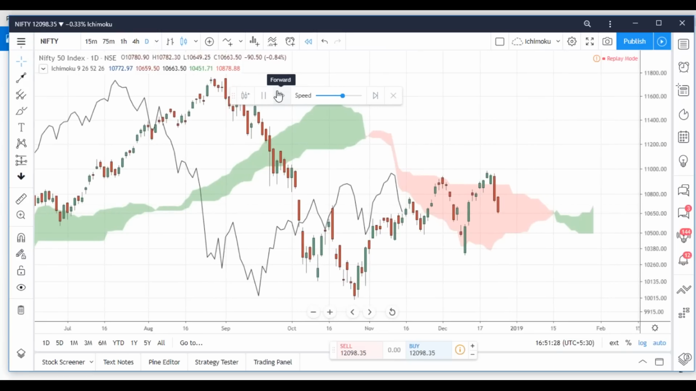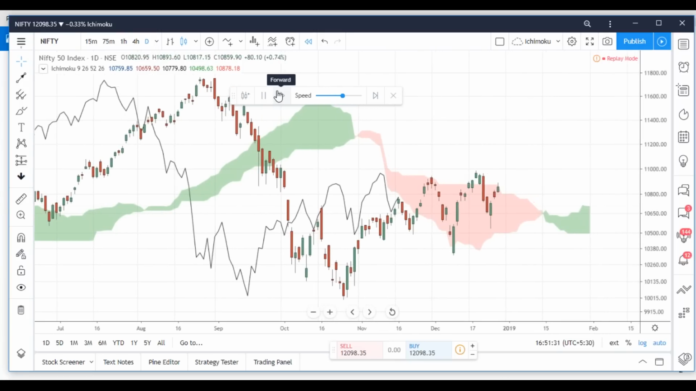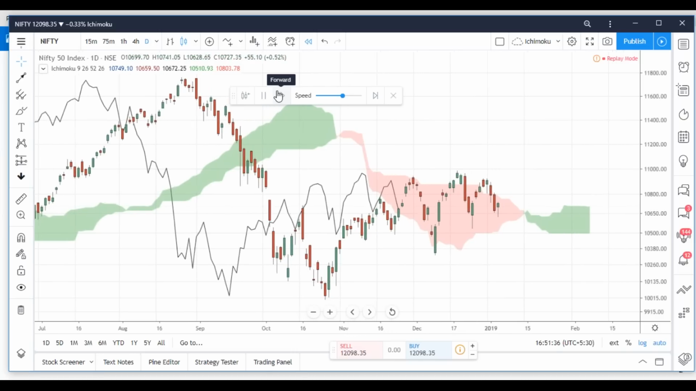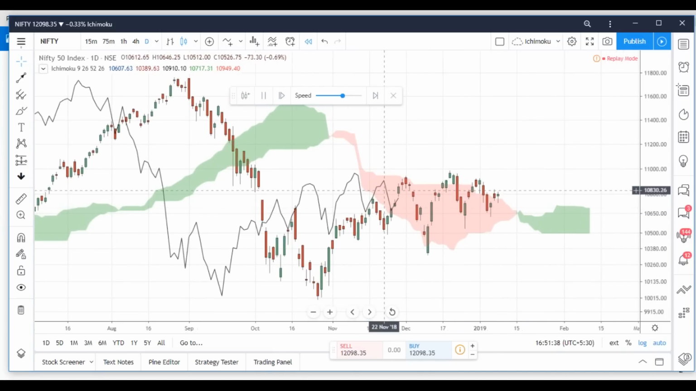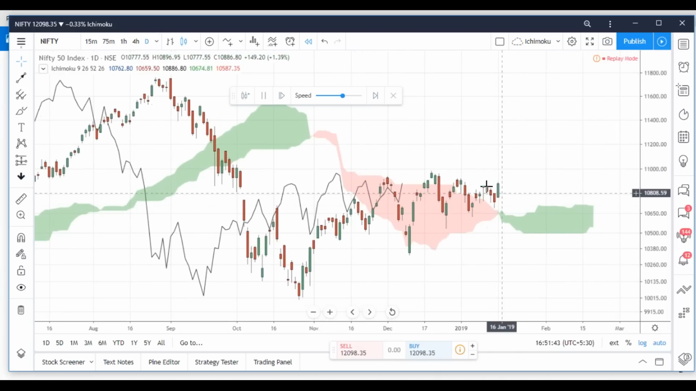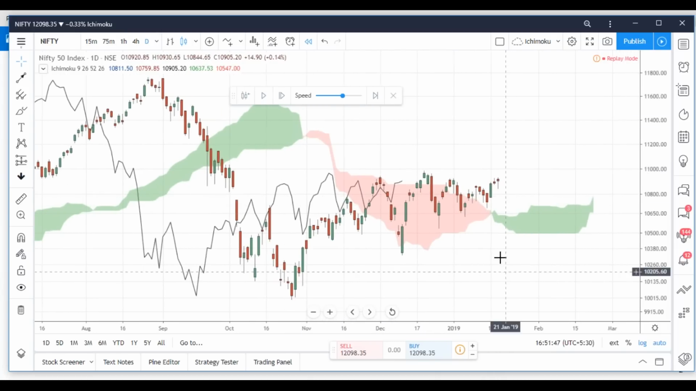See what happened. Sharp correction immediately after that. Second attempt, here also we failed because Chikou was still under the cloud. Third attempt, again failed. Now let me stop here. So this was the candle where price is above the cloud and our dear Chikou also crossed the cloud. So this was the real trigger, this point.